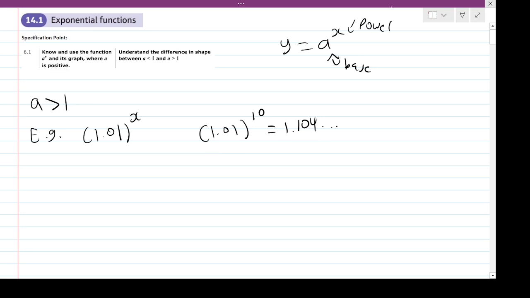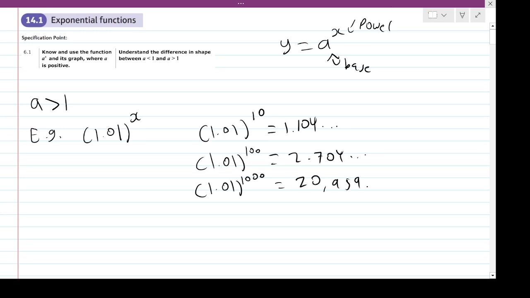Not 1.01. Interesting. What about if we raised it to the power of, let's say, 100? Now we get 2.704. Okay, so it's got noticeably bigger, but still not much. Gone from 1 to 2 when we times by 100 times. It's a slow growth, right? It's slowly going up. What if we then did it to 1,000? We get 20,959.15 blah blah blah. So it's got a lot bigger now, right?